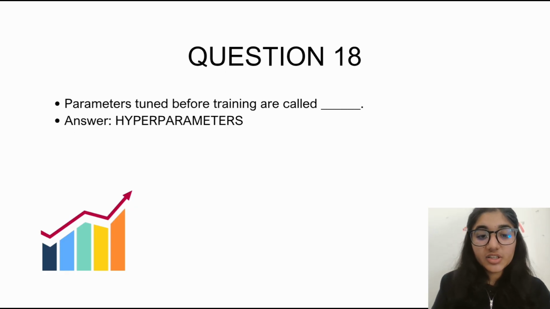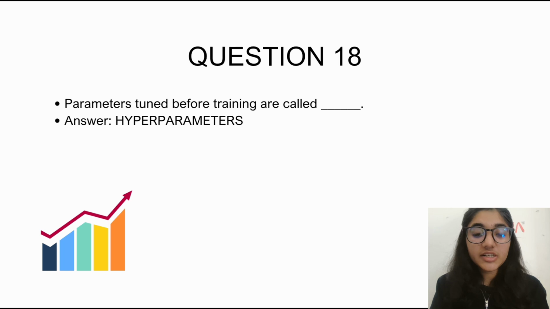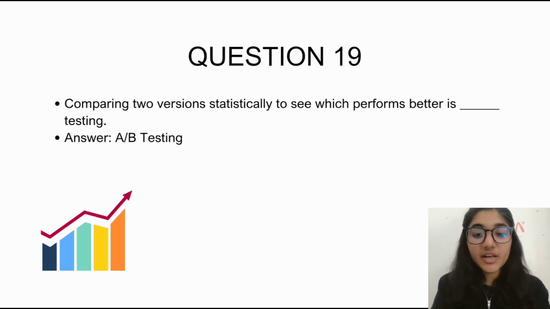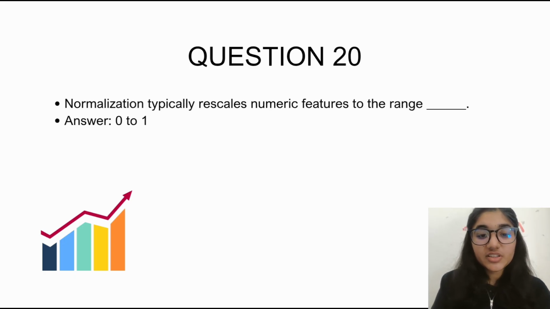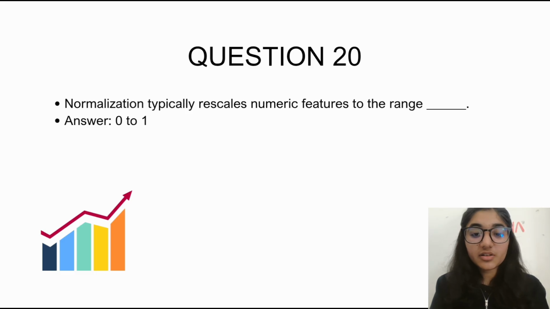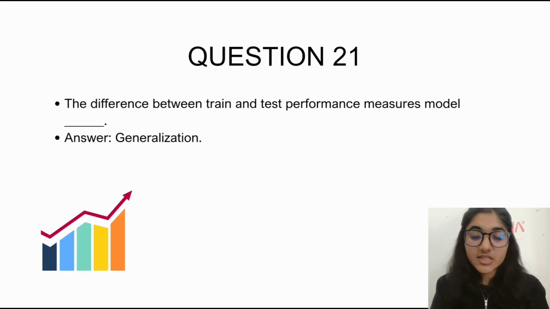The 20th question from the machine learning is, normalization typically rescales numeric features to the range of dash. So the answer is 0 to 1. Now 21st question is, the difference between train and test performance measures model dash. The answer is generalization.